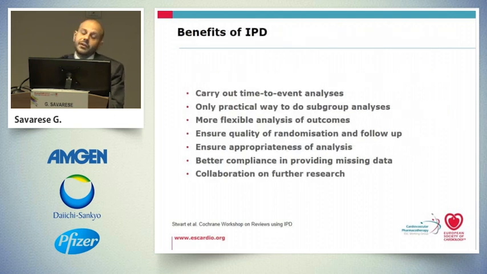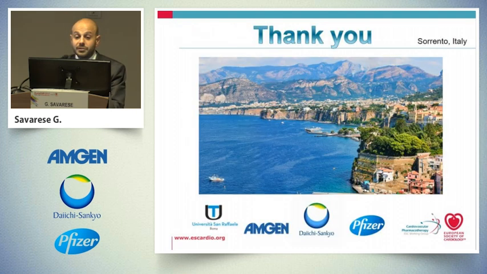The benefits of individual patient meta-analysis are that they allow to carry out time-to-event analysis. It's the only practical way to do subgroup analysis. They perform a more flexible analysis of outcomes. They ensure quality of randomization and follow-up. They ensure appropriateness of analysis. There is better compliance in providing missing data. And there could be collaboration in further research.